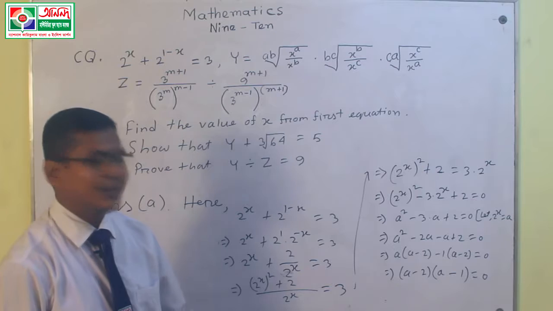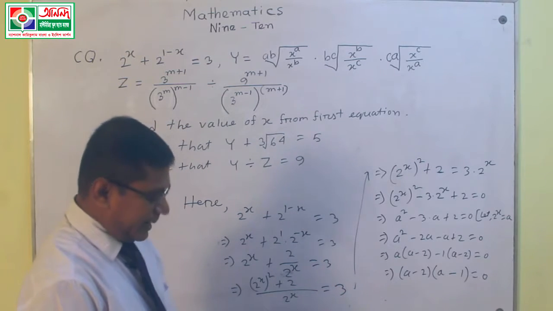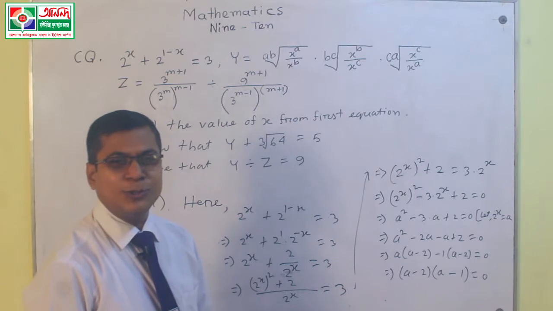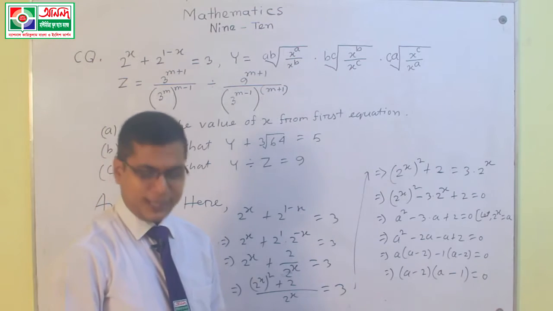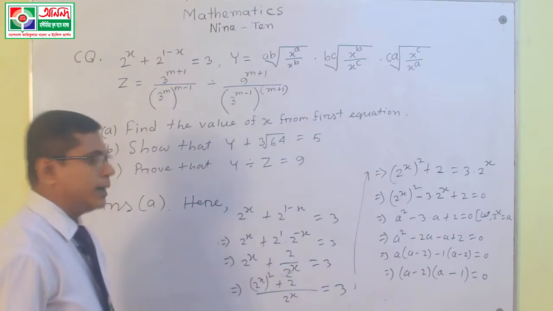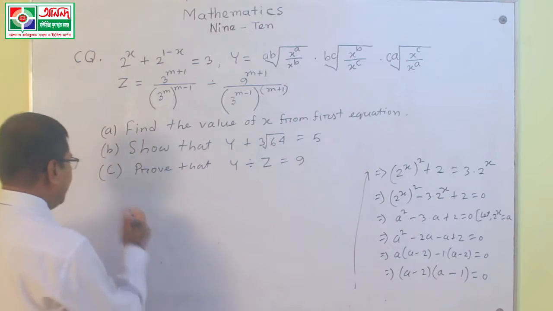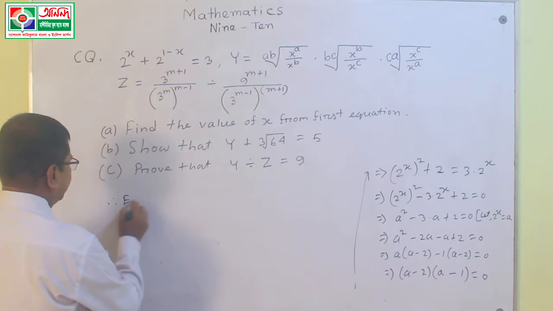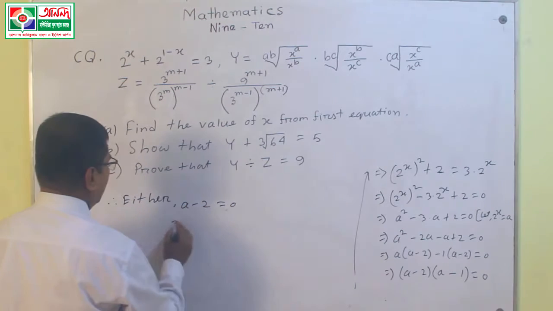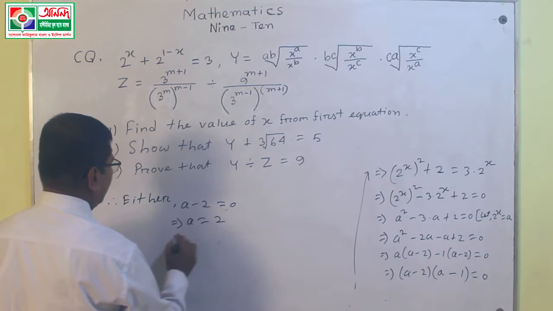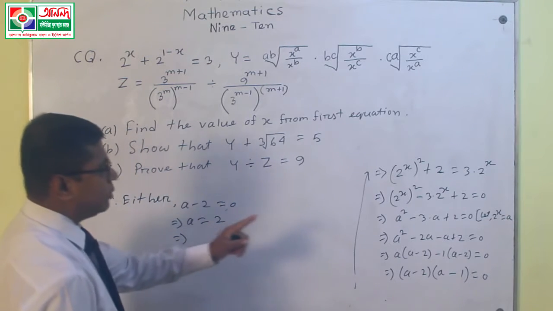Dear students, now we can write either a minus 2 is equal to 0 or a minus 1 equal to 0. So therefore either a minus 2 equal to 0 or a minus 1 equal to 0, and we can put the value of a.